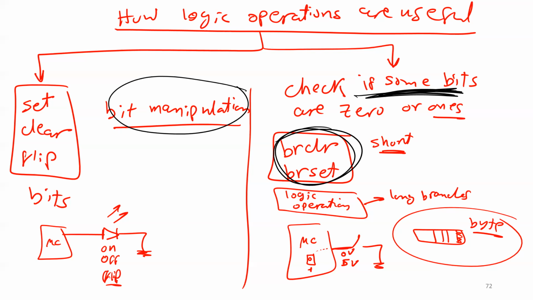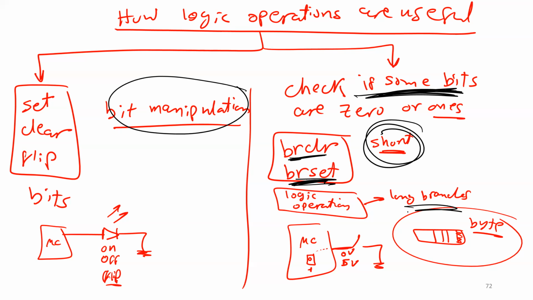Okay. However, as I told you before, the main problem in branch if set or branch if clear is that they are short. But if I use logic operation now, I can make it long. So I can check some bits as we did in branch if clear, branch if set, but using logic operations, and this way I can create long branches. Okay. As I told you before, why sometimes do I need to check some bits? Simply because that's exactly what we're going to do in chapter 3.